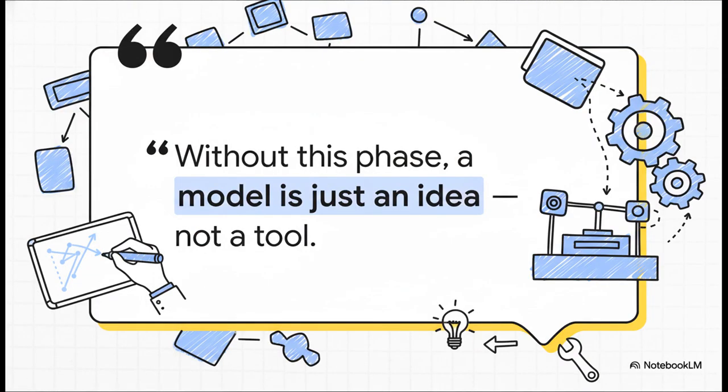And that's exactly why this phase is so absolutely critical. I mean, without execution, a data model is nothing more than a clever idea on a piece of paper. This is the phase that turns that abstract plan into a tangible, useful tool that can solve real problems.